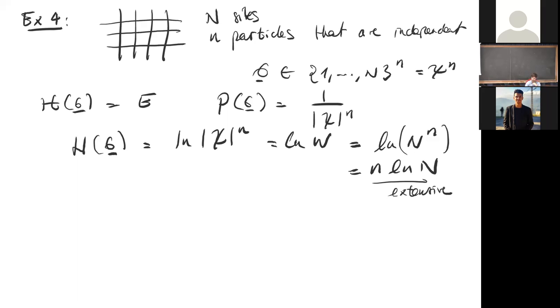Now imagine that for some reason we put a wall in the middle of this box, and so only half of the sites become available to the particles. What is the entropy now? Yes, the entropy becomes ln of (N over 2) to the n, which is n log (N over 2). So the entropy has been reduced.